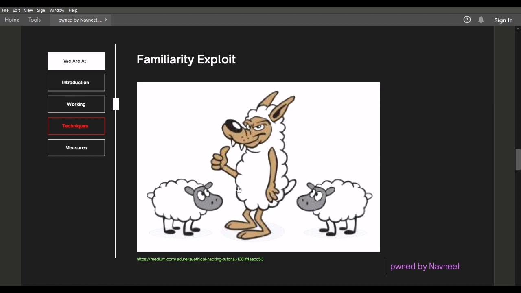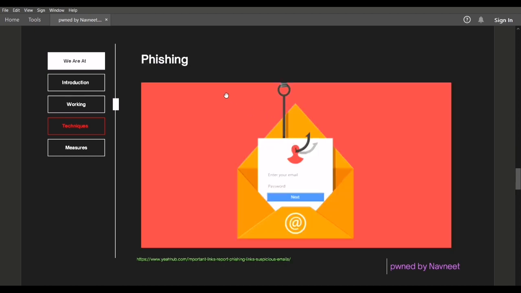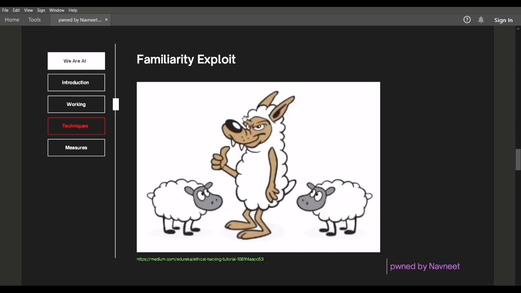Let's suppose that the user works in a building that requires an access code or card to gain access. The attacker may follow the user as they enter such places. The user is most likely to hold the door open for the attacker to go in, as they are familiar with them. So basically, the main motto of the familiarity exploit is to get familiar with the victim and get information from them. The next is phishing.